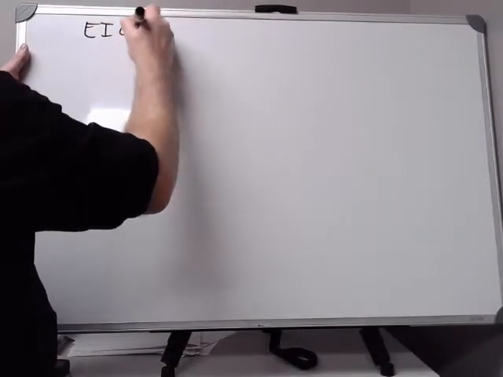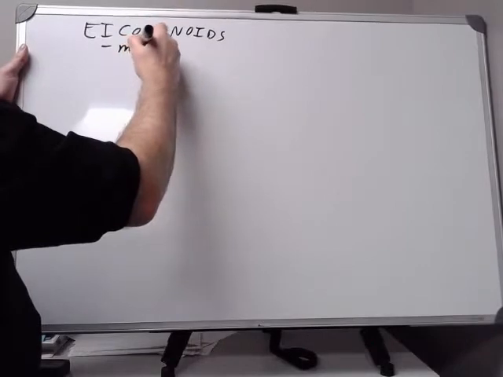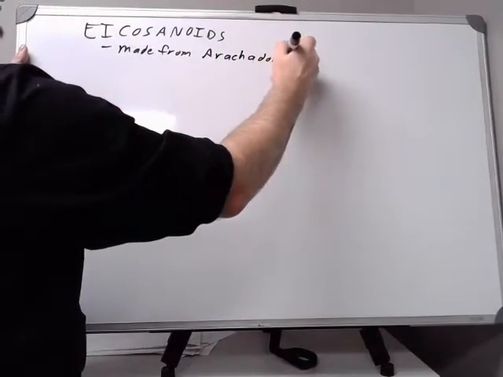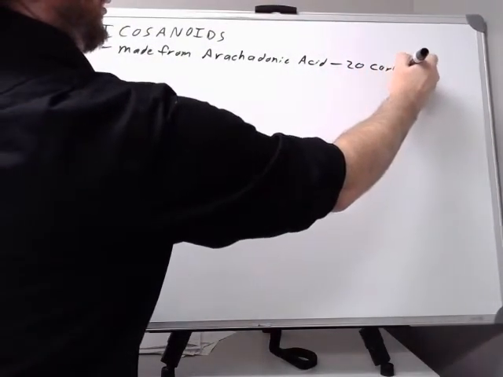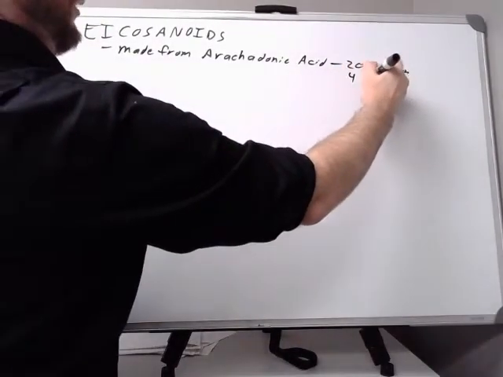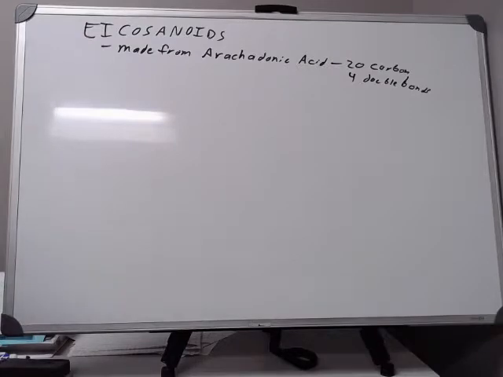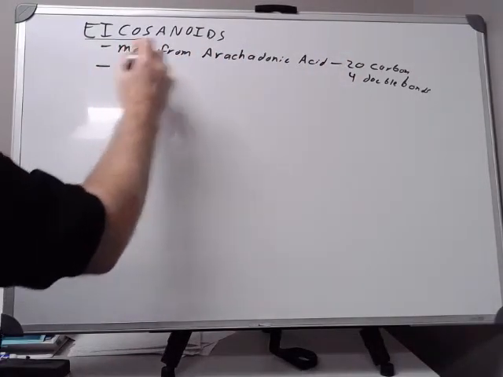All right, so the last class of lipids that we'll discuss in this class are the eicosanoids. And eicosanoids are all made from arachidonic acid, which is a 20 carbon fatty acid with 4 double bonds. And so it's a polyunsaturated fatty acid. The arachidonic acid is converted to 3 different types of eicosanoid. Oh, and they're called eicosanoids because of that 20 carbon. The eikos means 20.